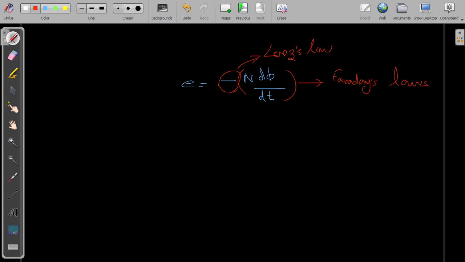Now we have also discussed the methods of producing induced EMF in the previous class. There are three requirements for the production of an induced EMF in a conductor. Namely, first, the presence of a conductor.